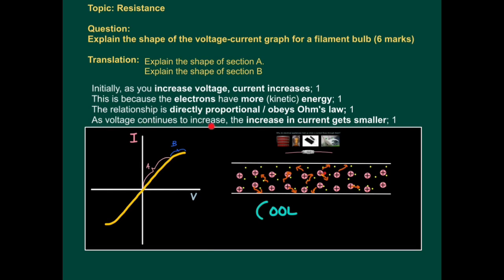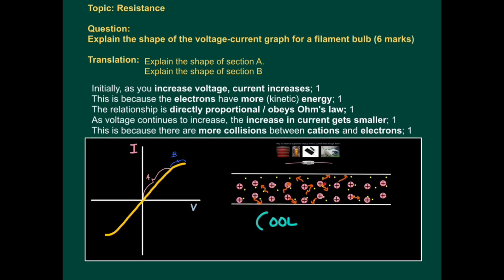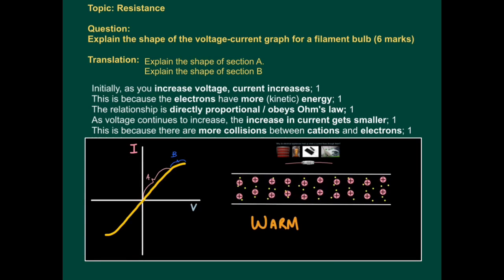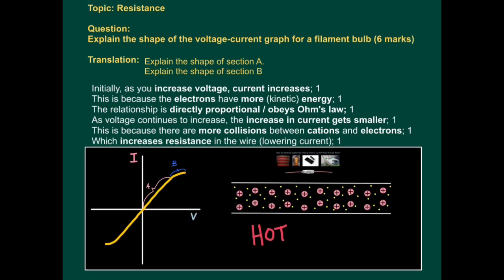So as voltage continues to increase, the increase in current gets smaller. So be aware that the current's still increasing, but not by the same amount. Every increase is less and less. So the increase in current gets smaller. And this is because there are more collisions between cations and electrons. So you can see that as we basically heat up the wire, the cations start moving faster and there's more collisions. So if there are more collisions, this will increase the resistance in the wire, lowering the current.